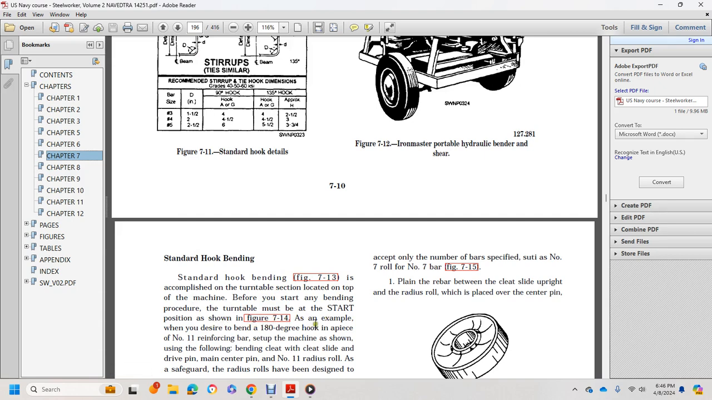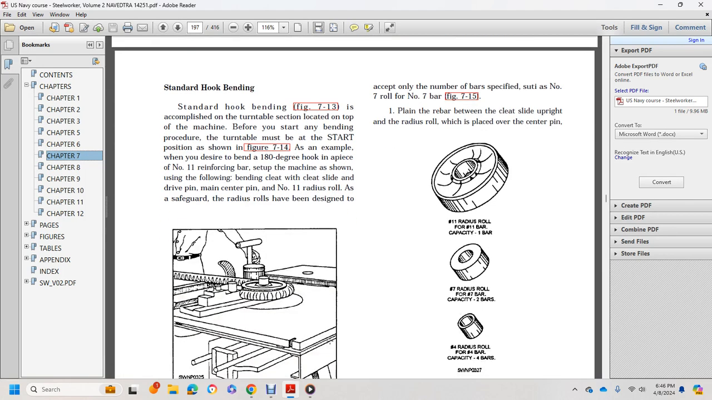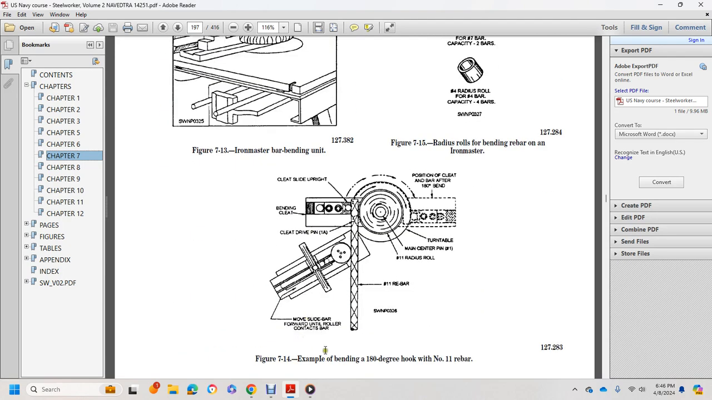For example, if you decide to bend a 180-degree hook in a number 11 reinforcing bar, set up the machine as shown, with the bending cleat, the cleat side facing the driving pin, the main center pin, and the number 11 radius roll. Radius rolls have been designed to safeguard the bar. Iron Master bending unit, Figure 714, example of bending a hook with a number 11 rebar.